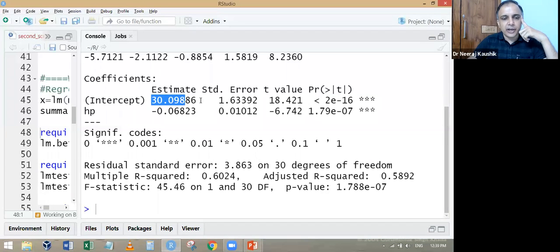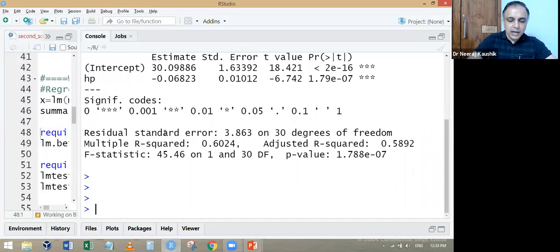This is the value of A, this is the value of B, and we have to write A plus BX. So it becomes 30.09 minus 0.06 into HP. So I can write it like this: MPG is equal to 30.09 minus 0.068 into HP. This will be the regression equation.